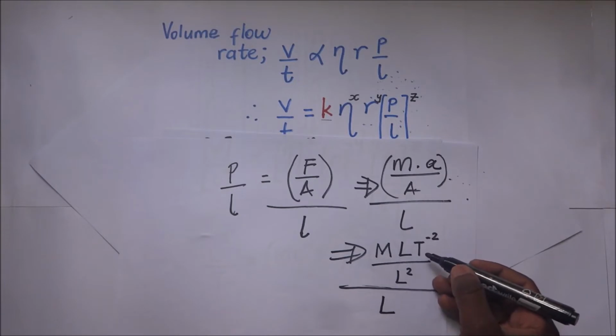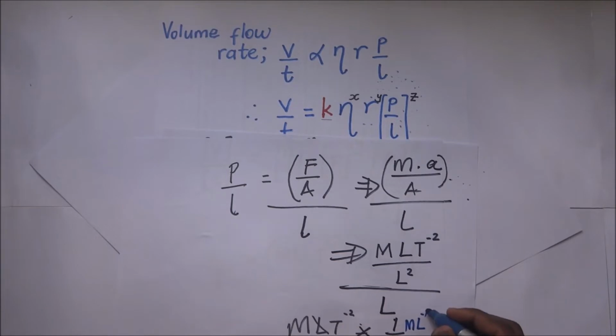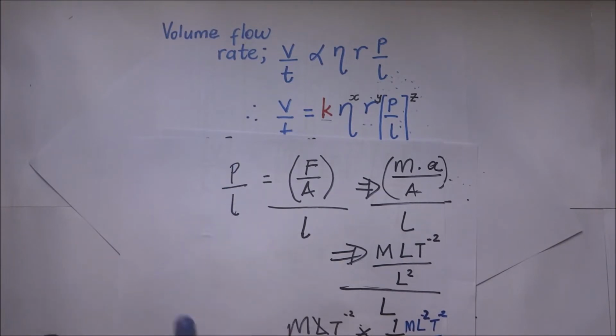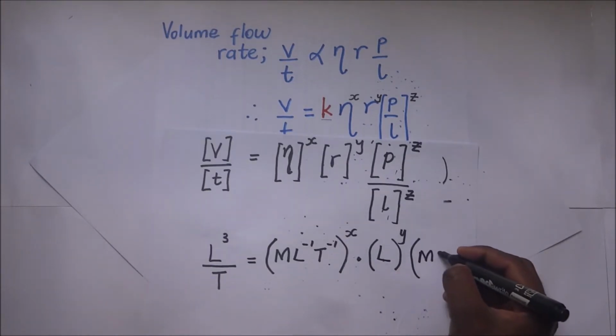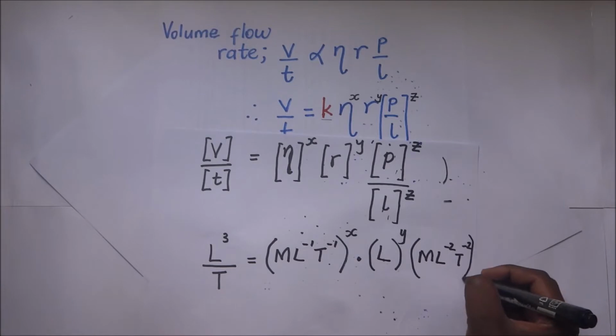So we simply simplify this. This becomes m L t to the power negative 2 over L, multiply that by 1 over L. This L cancels with that L, and you end up with your answer as m L to the power negative 2, then you have t to the power negative 2. So those are the dimensions of P over L. So this is going to become m L to the power negative 2, t to the power negative 2, and this is to the power z.